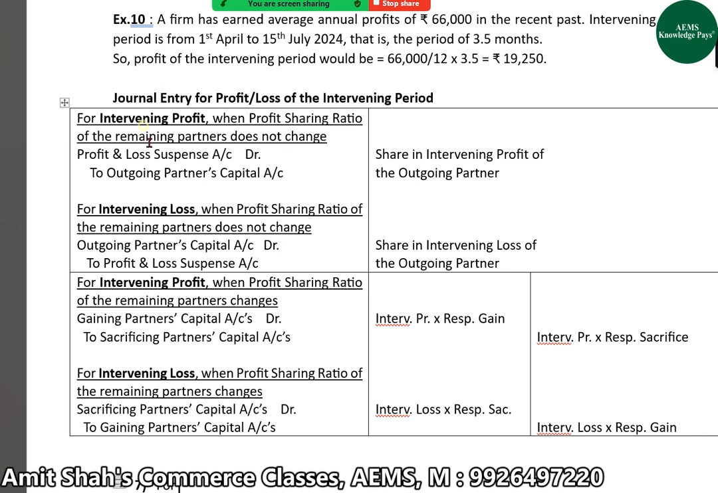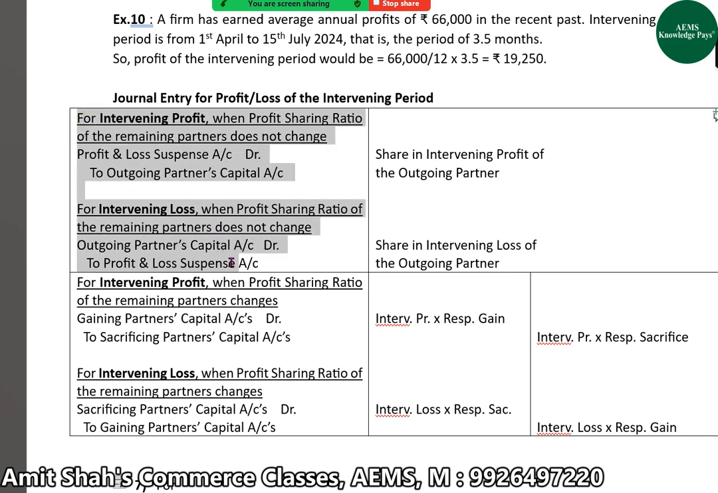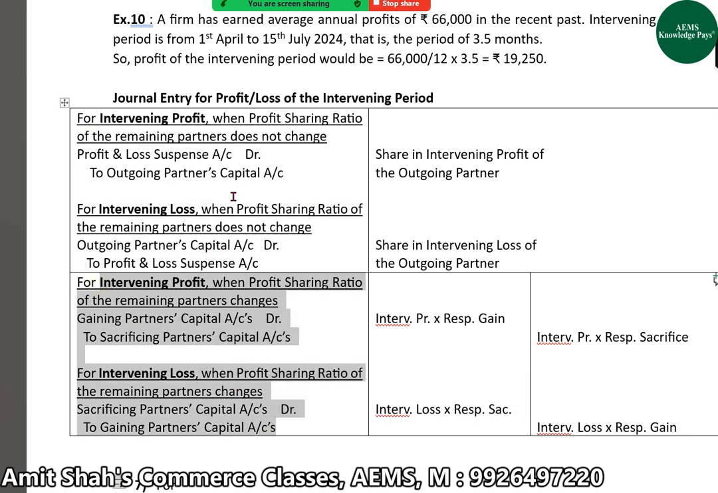देखिए, ये जो हम एंट्रीज कर रहे हैं ये इंटरवीनिंग पीरियड के प्रॉफिट या लॉस की है। इंटरवीनिंग पीरियड का प्रॉफिट जो है, that we have to give to the outgoing partner. In case there is loss in the intervening period, then we have to recover his share in loss, right? And for that we have these entries. Now these entries are in two sets. This is one set, this is other set.